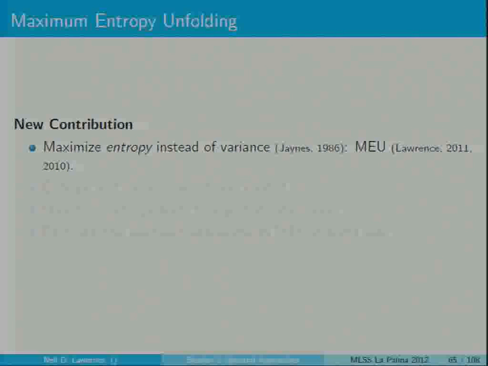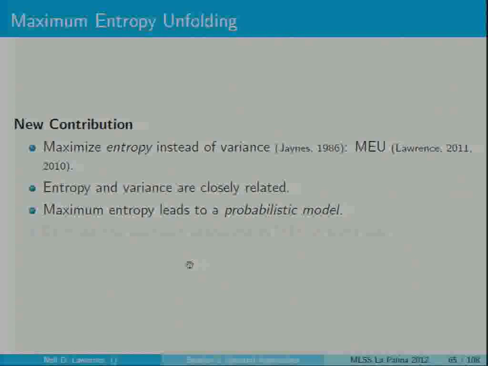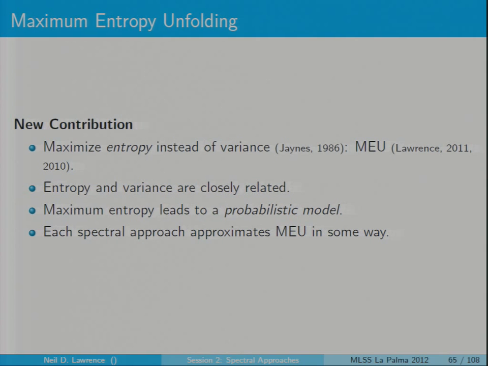But in this case, what I'm suggesting is, well, let's do maximum entropy instead of maximum variance, because entropy and variance are quite closely related. But maximum entropy leads to a probabilistic model. So I'm not going to spend much time talking about maximum entropy, but then each spectral approach turns out to approximate maximum entropy unfolding in some way.